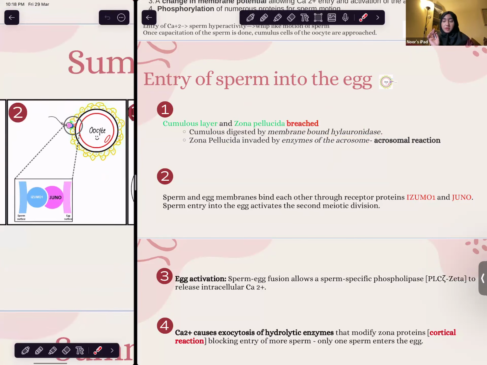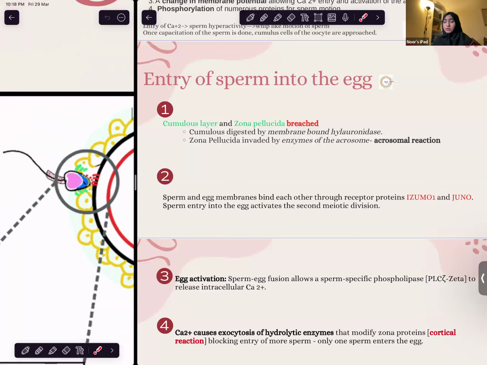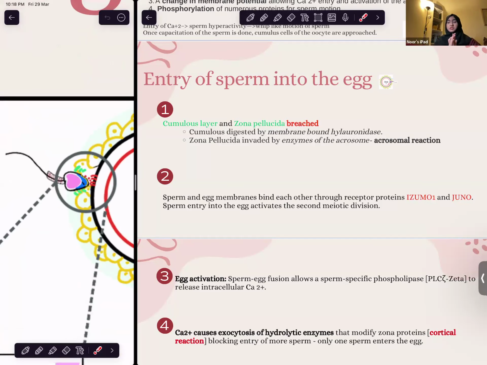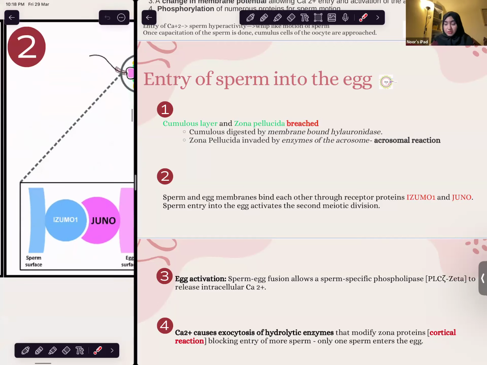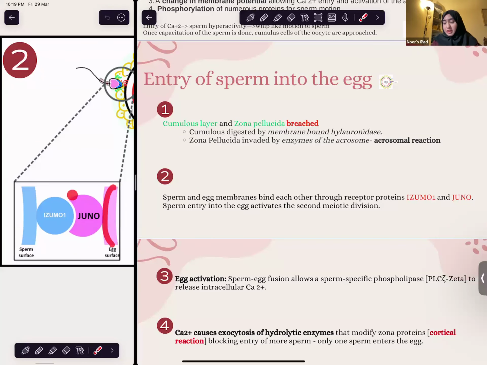Now talking about step two. Now the sperm and egg membranes bind each other through receptors, Izumo1 and Juno. Let me zoom in. The first step is done, which is breaching the cumulus cells and the zona pellucida. What happens next? Next, we have the fusion of the sperm membrane and the egg membrane. If I zoom in here, this is the sperm surface, and it has the Izumo1 protein or the receptor, and the egg surface has Juno.